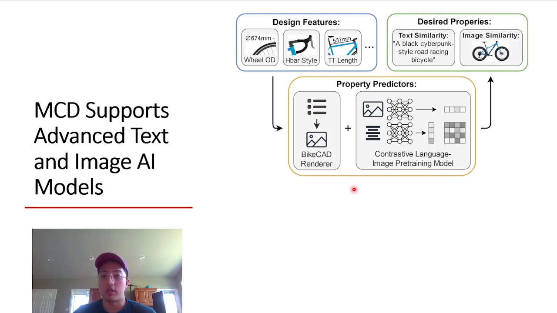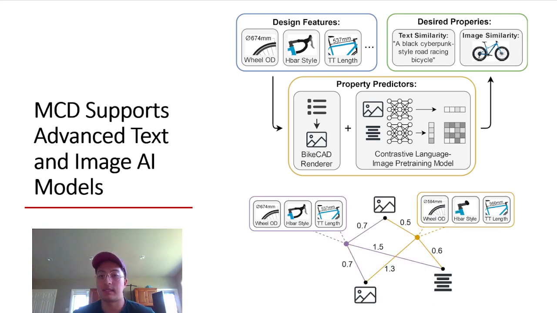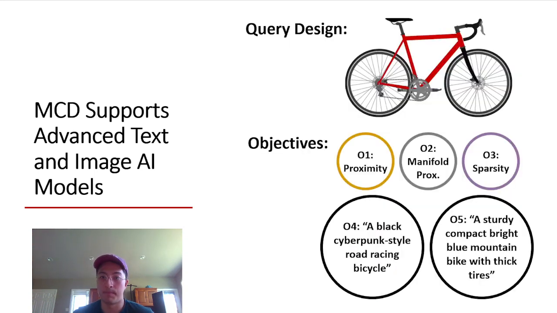And next we leverage a contrastive language image pre-training model, better known as CLIP, which calculates text and image embeddings. We can then use this renderer and the CLIP model to map parametric designs, text prompts, and reference images into a 512-dimensional vector space within which we can calculate distance metrics. And this allows us to estimate the similarity of any parametric design to any text prompt or reference image.